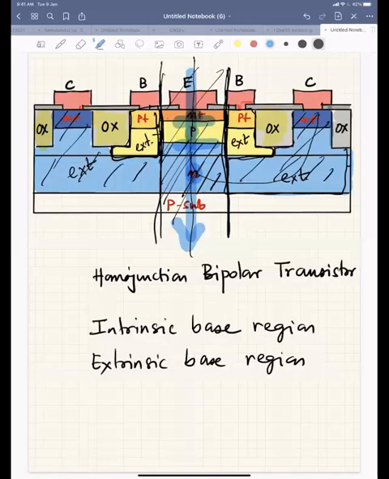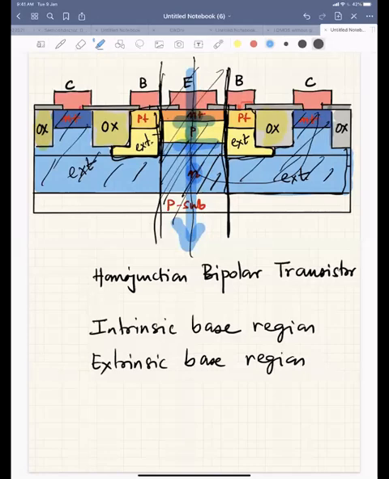Sir, in this cross section you have shown n plus, p and n. Generally when we studied BJTs in lower classes, we considered the p, that is the base region, to be of very small width. So it would be the same here also? Yes, it will be the same. We'll come to this point.